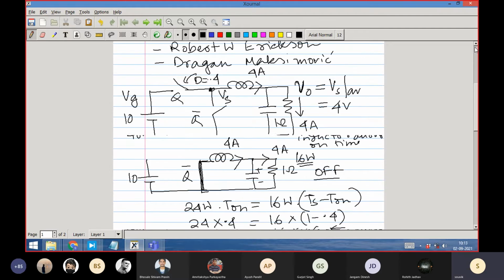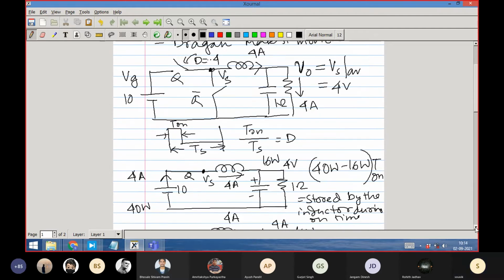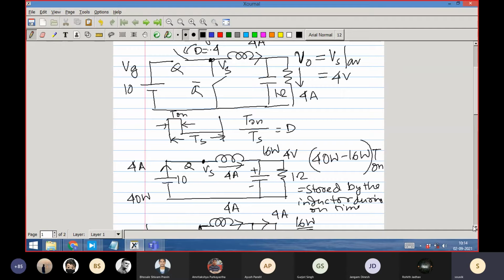In the on state, it got the stored energy. How much energy did it get? Not stored energy, how much energy did it get? It got 40 watt. But during that phase itself, it has to give 16 watt to the load. I'm talking not energy, I'm mixing up power and energy. Just a time multiplication you do. But how much extra power is it having? It is having 24 watt, because 40 minus 16 is 24.